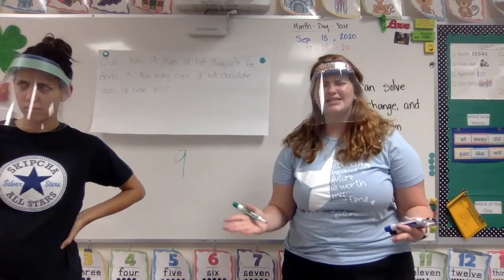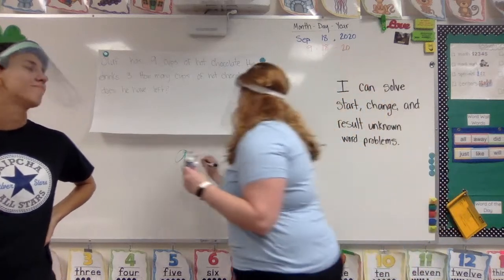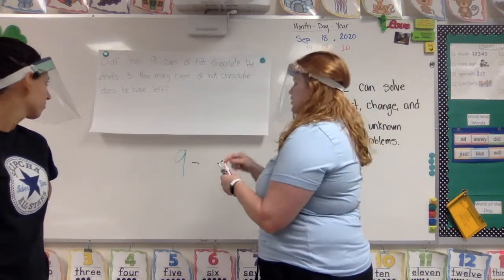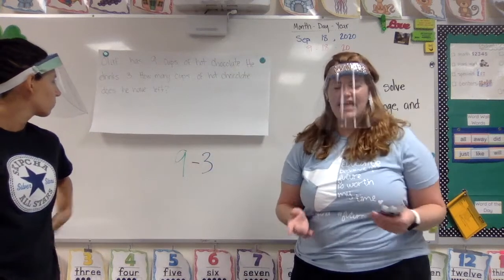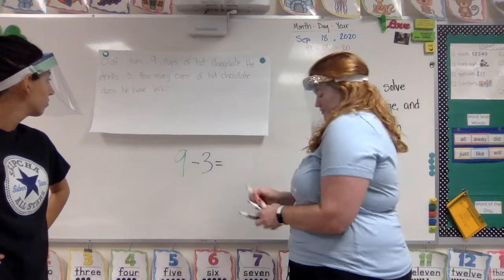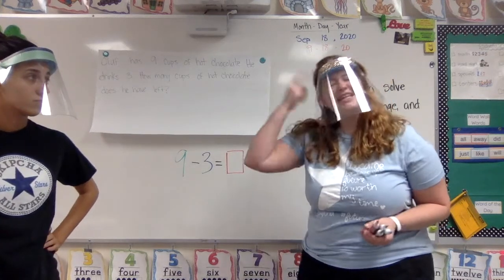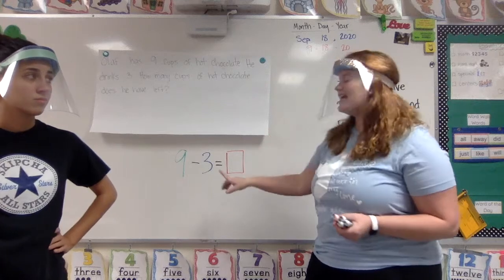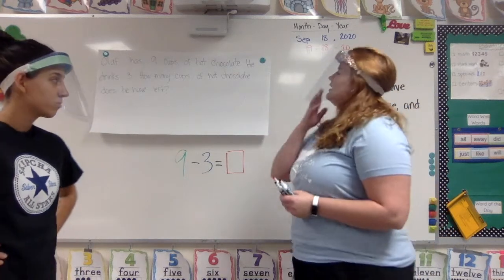Well, if he drinks them, he doesn't still have them, so I'm going to do minus, and it said he drinks 3. Okay, now it says how many does he have left? So that's what I'm trying to solve for. My equals, I don't know yet. And I'm going to put the box because even if I can do it in my head, it's important to show your teacher you know what you're solving for.